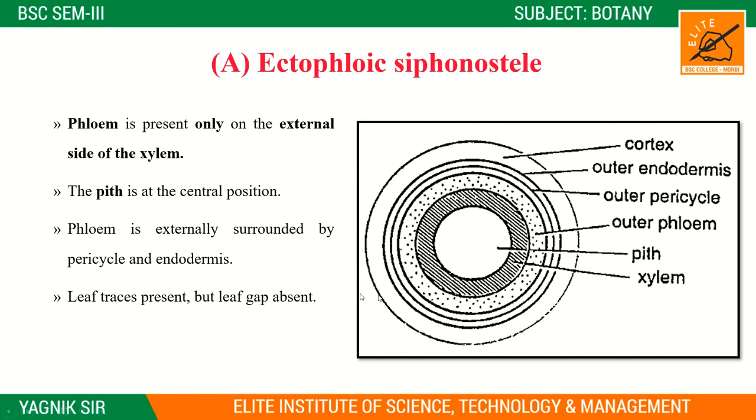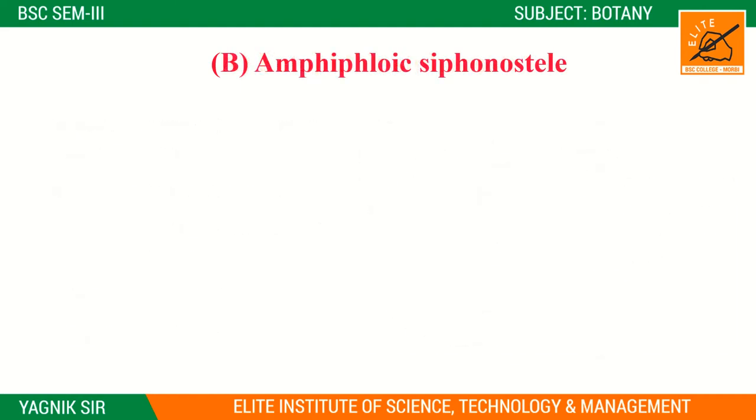So here normally the leaf trace is present. And what is a leaf trace? Actually, a leaf trace is a very thin vascular bundle. And this type of siphonostele, that means the ectophloic siphonostele, is first seen in Osmunda and Caesia, right? And another type is the amphiphloic siphonostele.